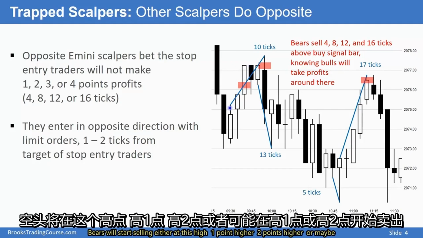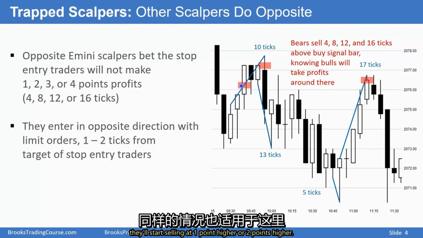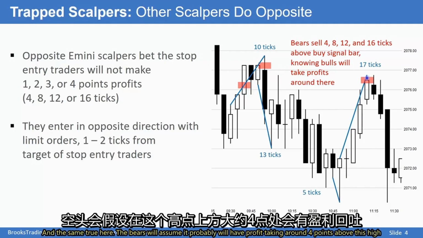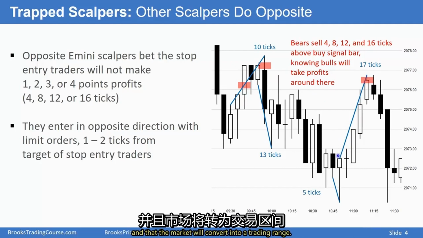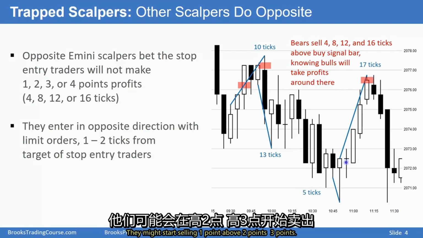Bears will start selling either at this high, 1 point higher, or 2 points higher. And the same is true here. The bears will assume it probably will have profit taking around 4 points above this high and that the market will convert into a trading range, so bears will sell. They might start selling 1 point above, 2 points, 3 points.